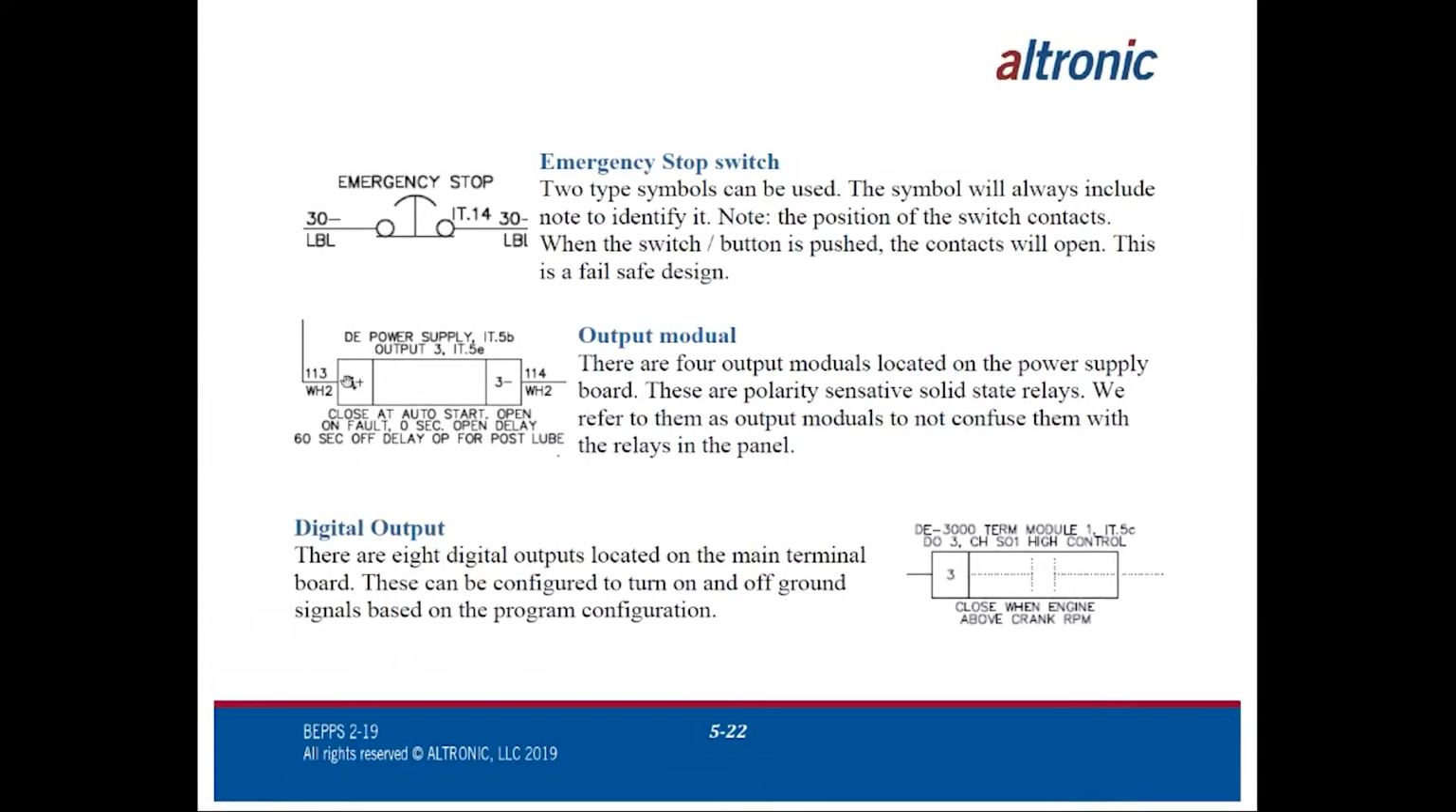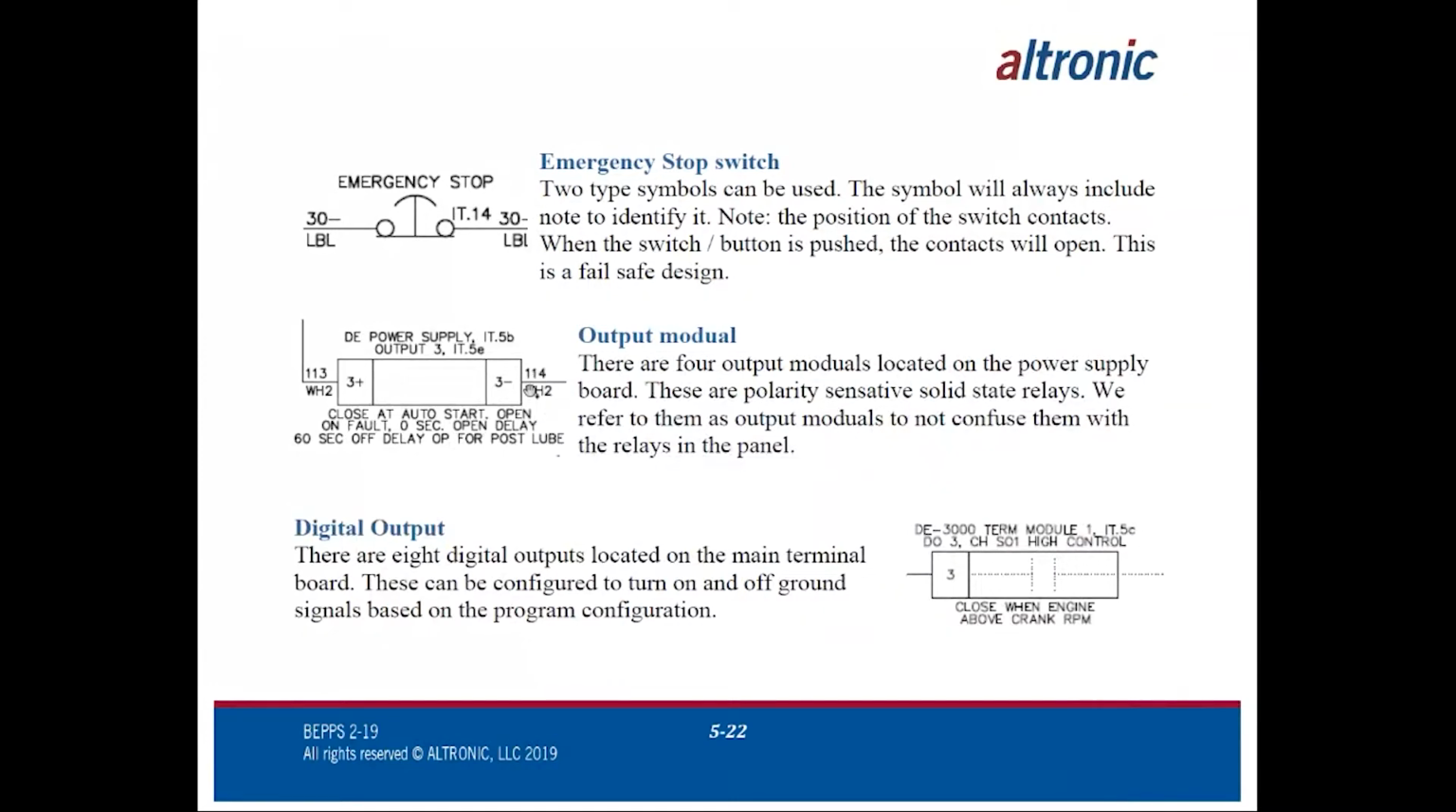Okay, so when we draw this out, it's pretty simple. We'll always put a note in here that says DE power supply. We give you the item number. It's an output 3. And we give you the item number for the actual output module that mounts on the power supply board. We show what wire's coming in to the positive side of it and what wire's going on to the negative side. We know that positive voltage is over here, more likely feeding a load over here. That's not always true in every case, but they are polarity sensitive.